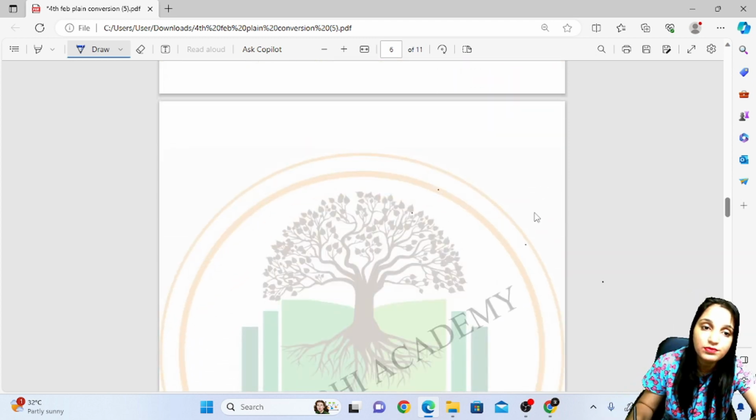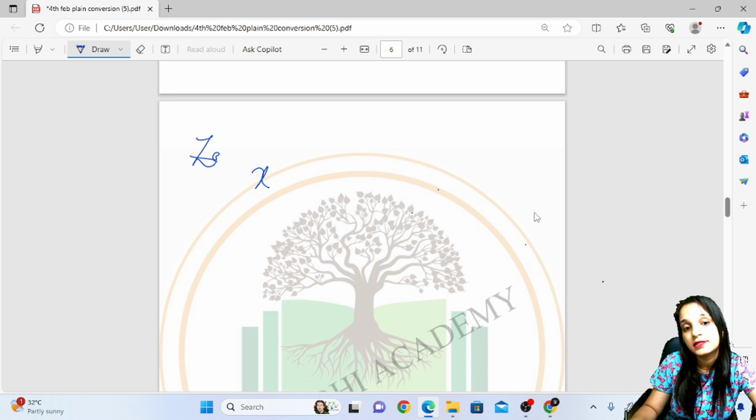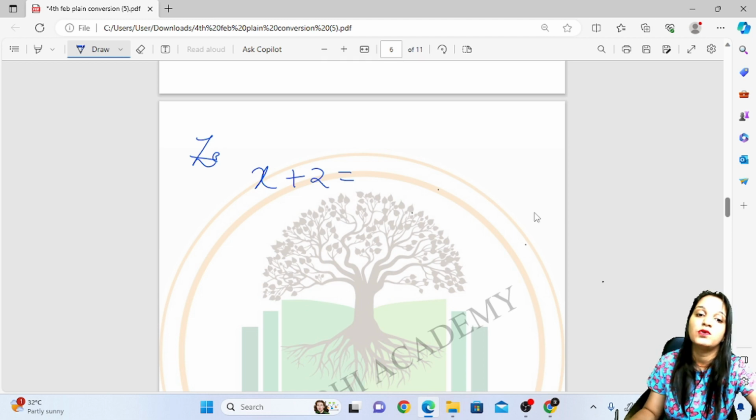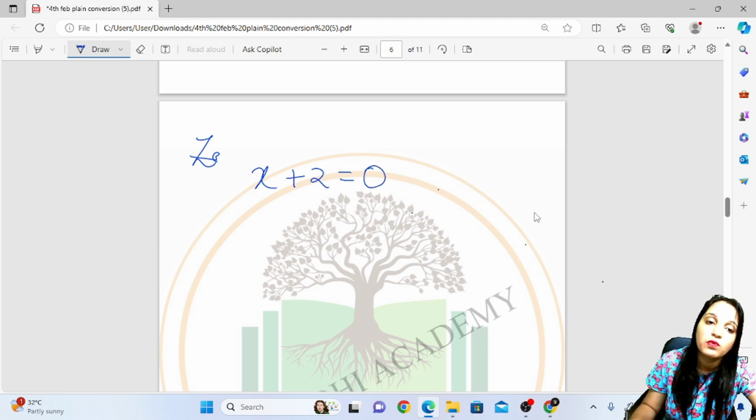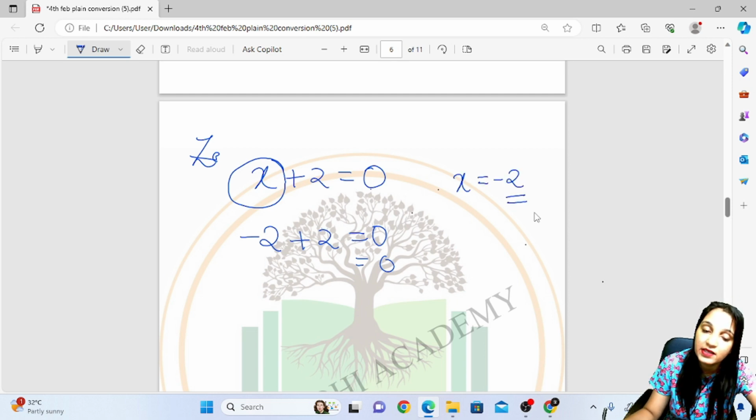Now the zeros. I have already written this heading. Now what do you mean by zeros of a polynomial? Suppose I have one expression, x plus 2 equal to 0. Now what should I substitute here so that I get this equation as 0? That will be minus 2 plus 2 equal to 0, right? So we get 0. So when I substitute x equal to minus 2, I get the full expression as 0.